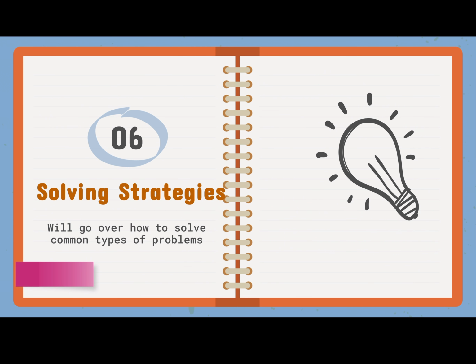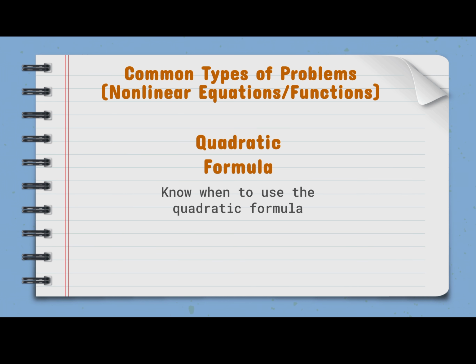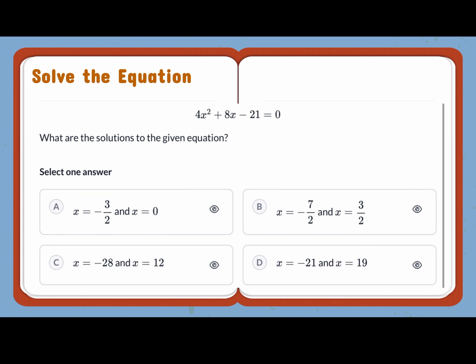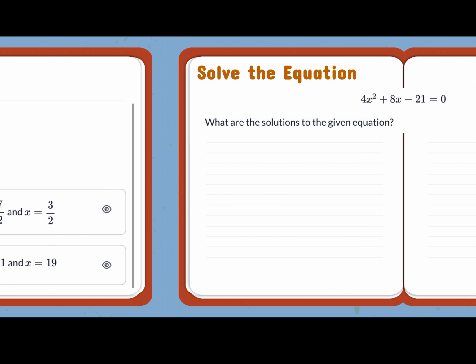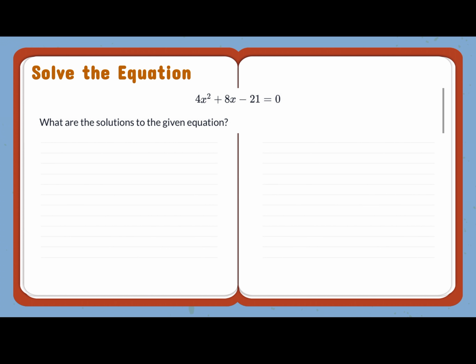Okay, for our solving strategy for nonlinear equations and functions, mainly you guys have to be able to distinguish when to use the quadratic formula. So this question here, we have 4x squared plus 8x minus 21 equals 0. So you can try foiling it out, but eventually that will waste your time. So you have to be able to really quickly figure out when to use the quadratic formula, just to not waste time.